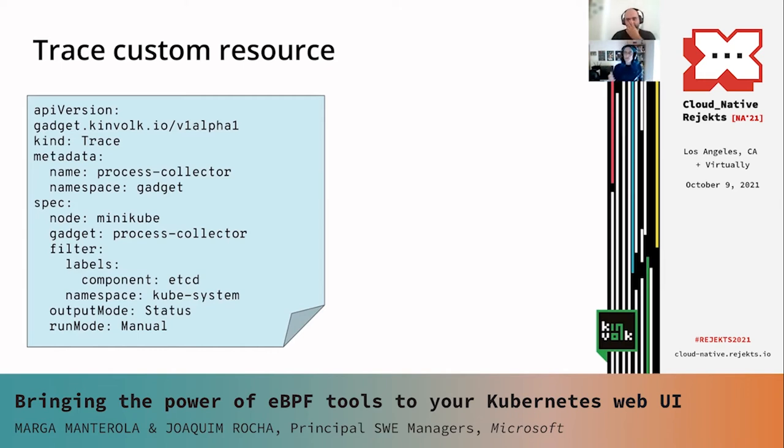When we are creating a trace, we are going to specify which gadget we want to use. That's in the spec gadget. We specify which gadget we want to run the trace. We also specify how we are going to filter. For example, in this example, we are filtering by namespace and by label, sorry. And we can also specify other things like where the output is going to be and how the trace is going to run. And I know all of this may sound complicated, but it's actually pretty straightforward. And the best way to see that is to do some demos. So let's move to the demo.